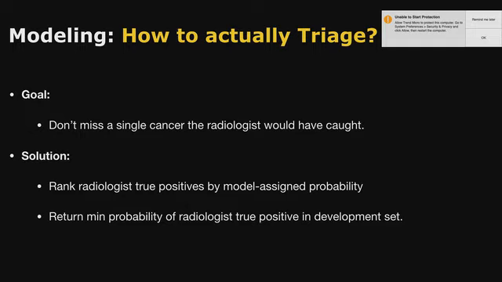And the way we're going to do triage, our goal here is to mark as many of the people as healthy without missing a single cancer that a radiologist would have caught. So intuitively, you can do that by taking all the cancers that the radiologist would have caught, looking at the probability of cancer across these images, and just taking the minimum of those and calling that the threshold. That's exactly what we do.